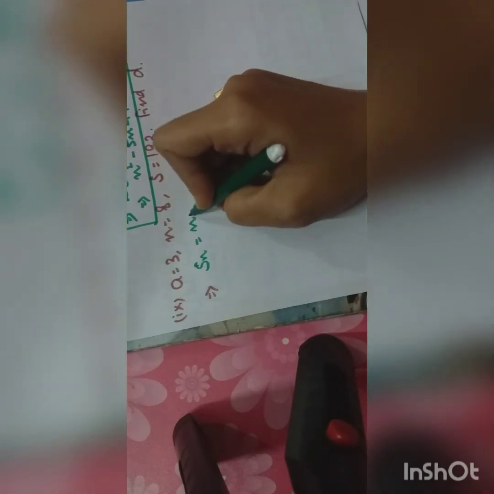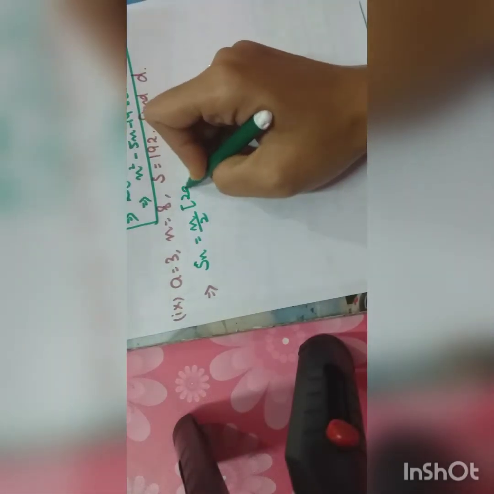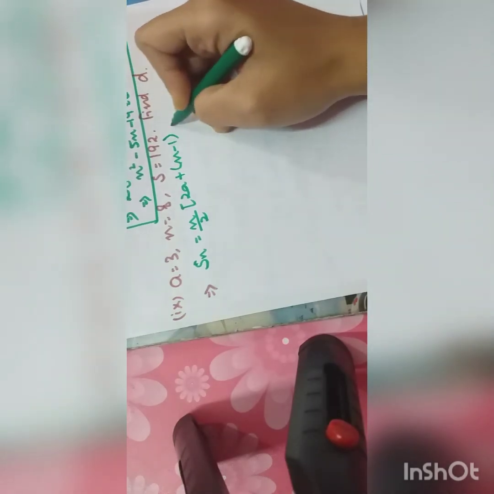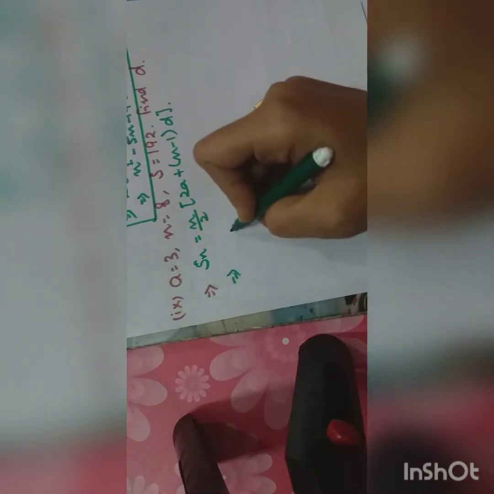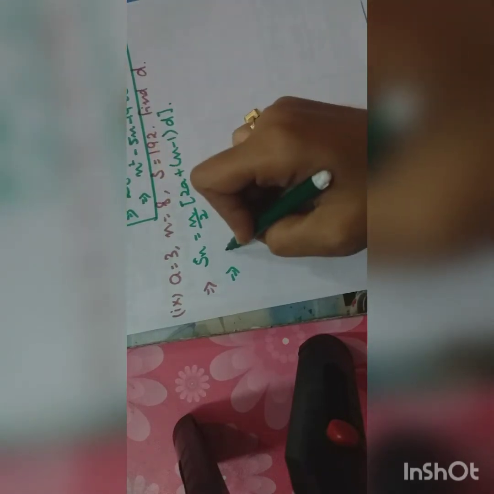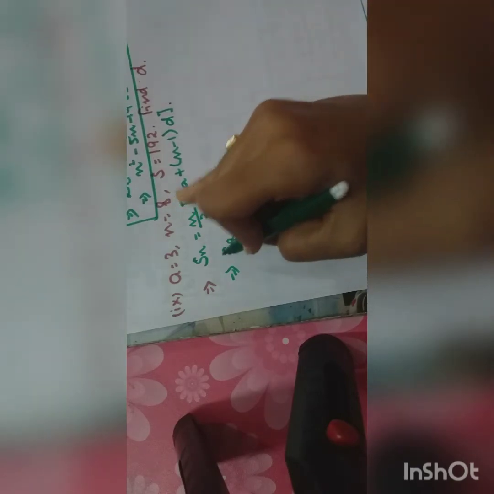Coming to the next question, that is question number 9. In question number 9, three values are given, that is the value of a is given, the n value is given, and the sum S is given, and I have to find the value of d. So I am simply writing the Sn formula. Sn equals n by 2 into 2a plus n minus 1 into d. Here S8 is given, so n is 8.